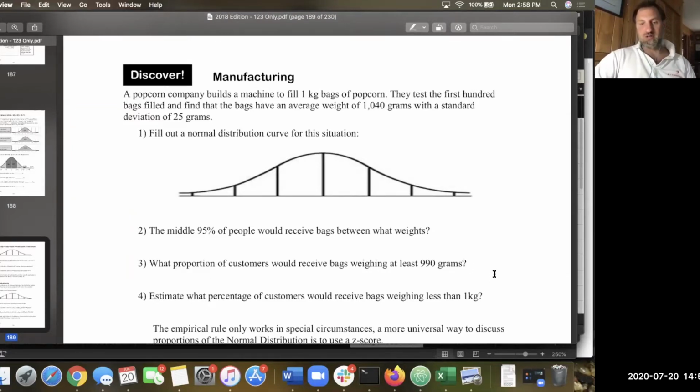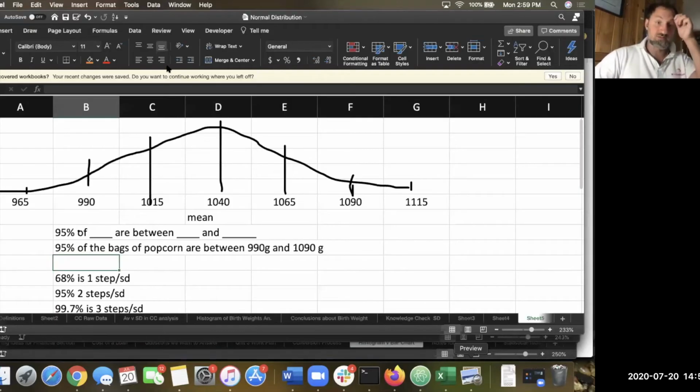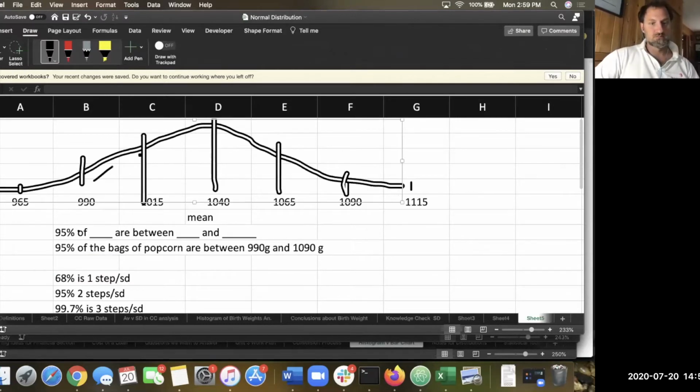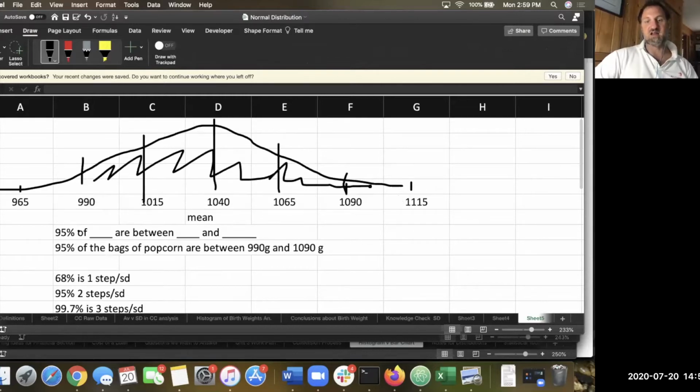And so we're asking how many are going to receive at least 990 grams. And the picture has something to say about that. Because basically, everybody on the right side of this line is going to satisfy that bigger than 990 aspect. And the question is, what percent of the population am I talking about?